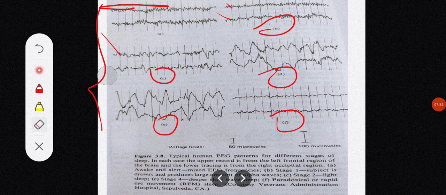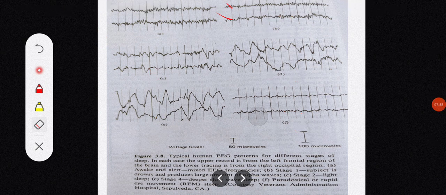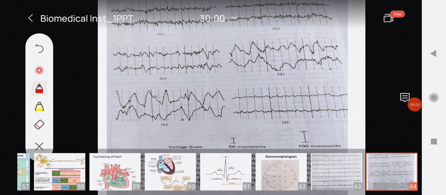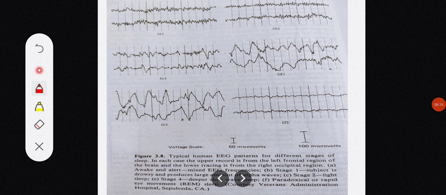Now coming to the main point, how mental activity is affecting the frequency of the EEG waveform. Let's see. When a person is in an alert situation, like when a person is wide awake, he knows everything, he is doing some mental activity, then at that time the frequency of the EEG waveform will be unsynchronized and very high, above 13 hertz.